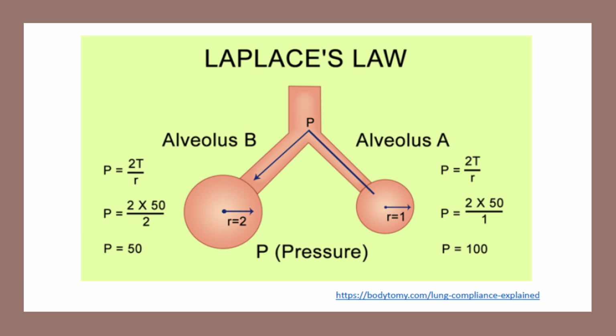When the radius reduces by half, the pressure required to keep it patent becomes doubled. So we can say that all the alveoli do not have the same diameter. The alveolar sizes also change during inspiration and expiration. When we are expiring, the alveoli are becoming smaller and smaller. If we keep the surface tension the same in all alveoli, then according to the law of Laplace, pressure would be greater in the smaller alveoli.